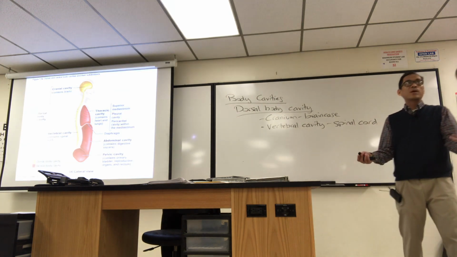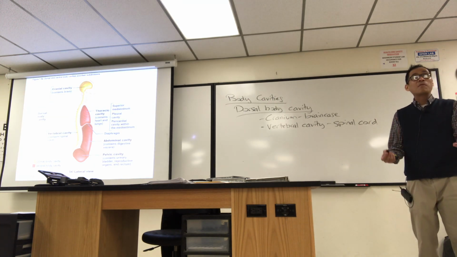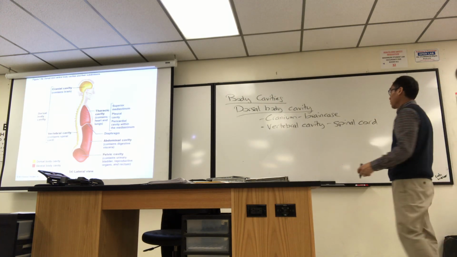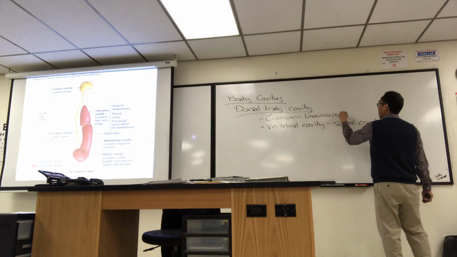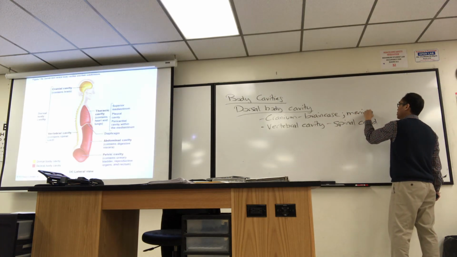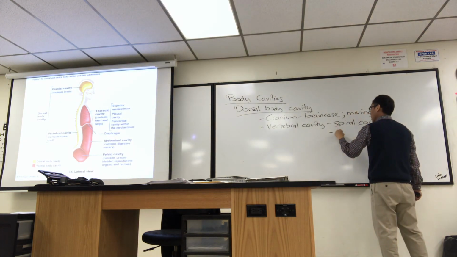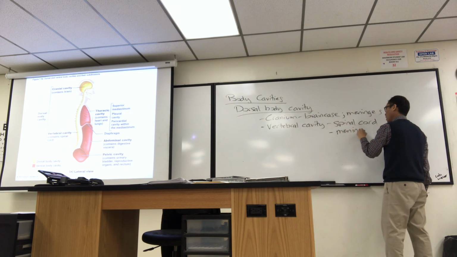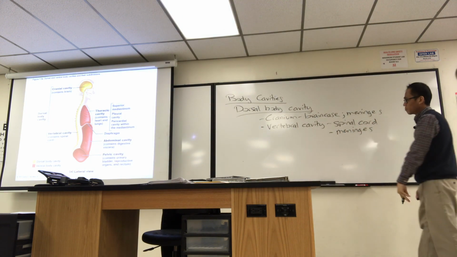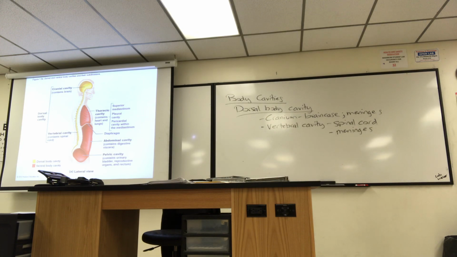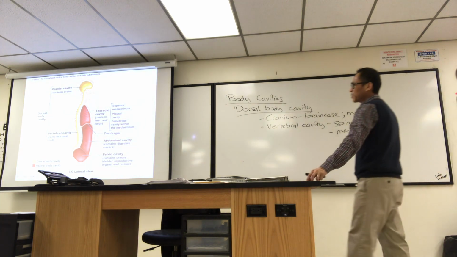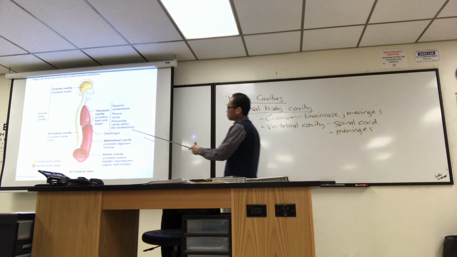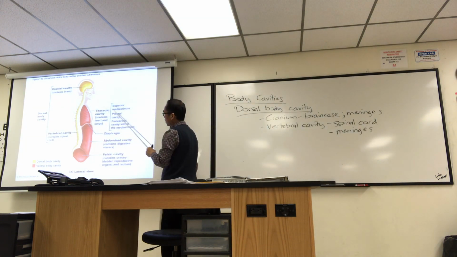There are protective membranes that cover the brain and the spinal cord called the meninges. I'll put that too. Meninges. There's other things in there besides your brain and spinal cord. We'll cover it later. Anyways, the name of the cavity, cranium, vertebral cavity. And then if you look at the front, anteriorly you have the thoracic cavity and some other regions in there.